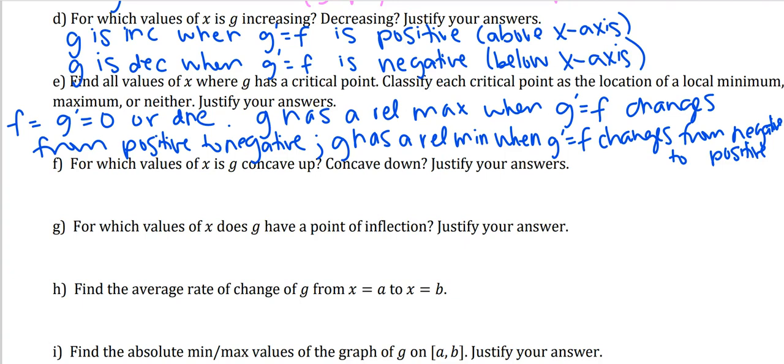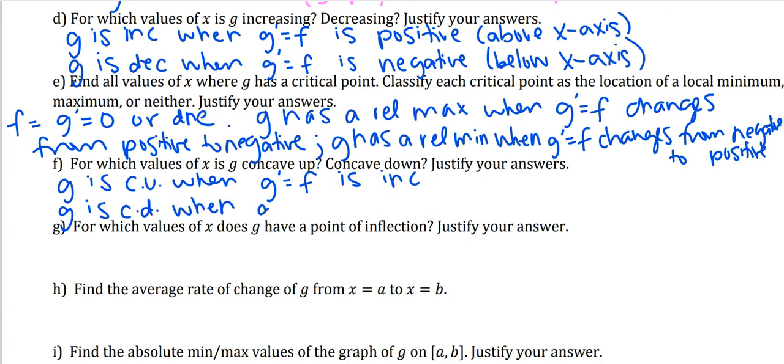Part F, for which values of x is G concave up, concave down, justify. So if I want to check the concavity of G, I would need to check what aspect of the given graph, G prime? We need to check the increasing, decreasing. So G is concave up when the given graph, G prime or F, is increasing. And conversely, G is concave down when the given graph, G prime, is decreasing.